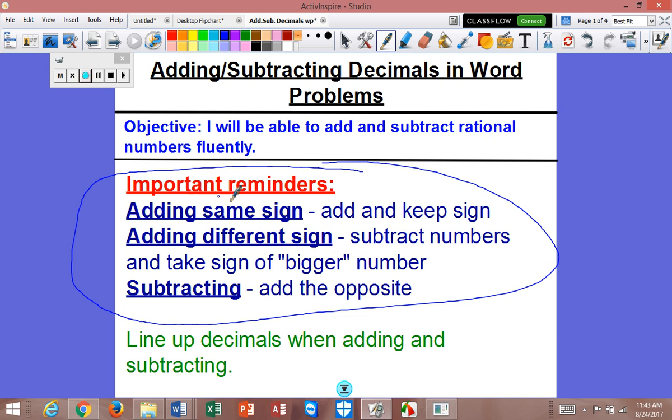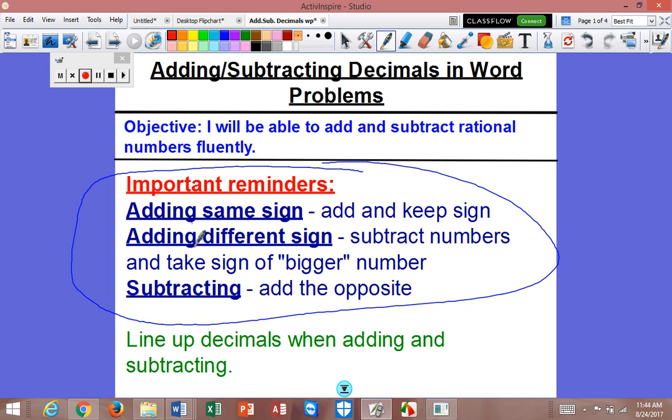Remember, when we add the same sign, we just add the numbers and then keep whatever sign they started with. If we're adding different signs, we're basically just subtracting and taking the sign of the quote-unquote bigger number. Remember, when we add different signs, that was also like good guys versus bad guys. I talked about that in the last video, so use that if you prefer that method. And then with subtracting, if we have a negative involved, we just add the opposite.